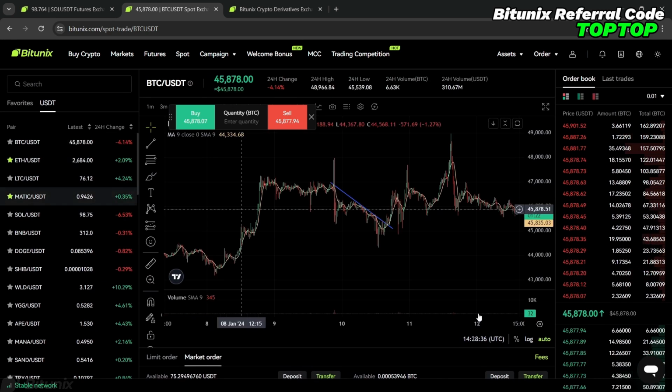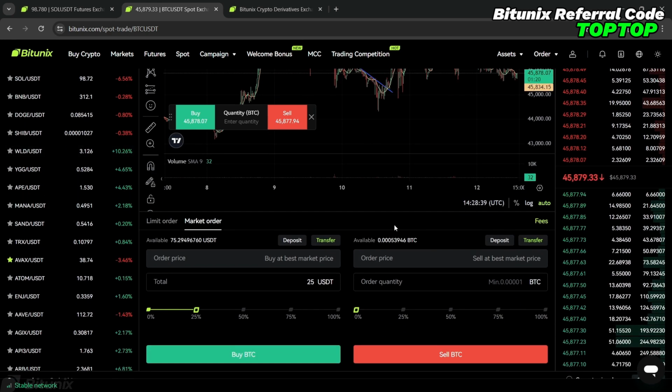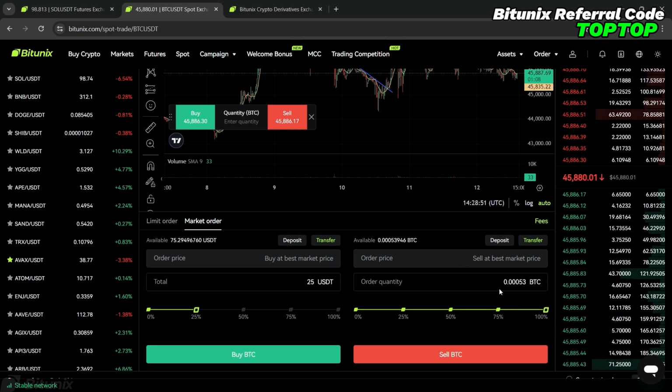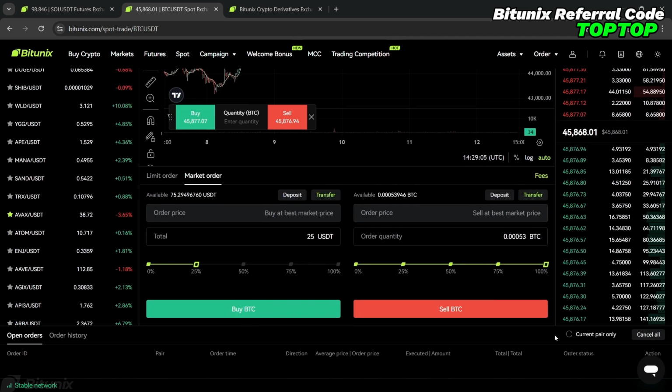You can do this with Ethereum, Bitcoin, or any of the coins available on Bitunix, and there are many. All you have to do here is choose the slider to how much of your Bitcoin you want to sell. You can sell half of your Bitcoin, or you can go ahead and sell all of the Bitcoin you currently have. You can see the available balance right here, just like you can see the available balance of USDT that you can use to buy Bitcoin or any other asset. So for this example, let's go ahead and sell the BTC that we just bought.